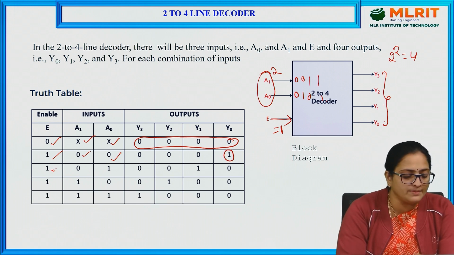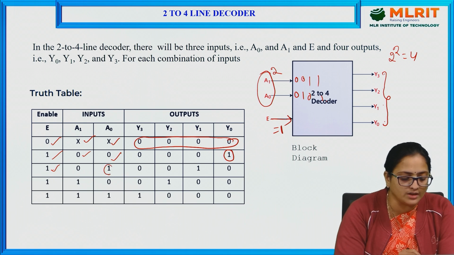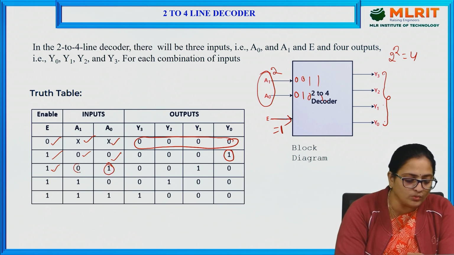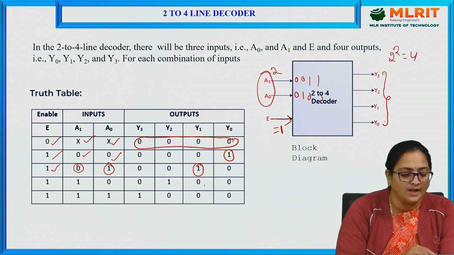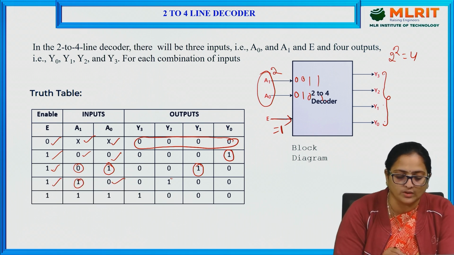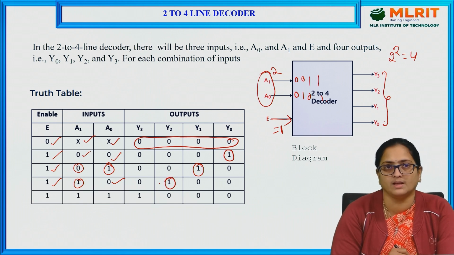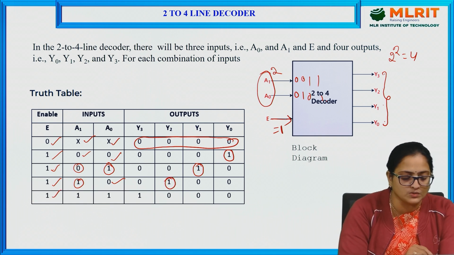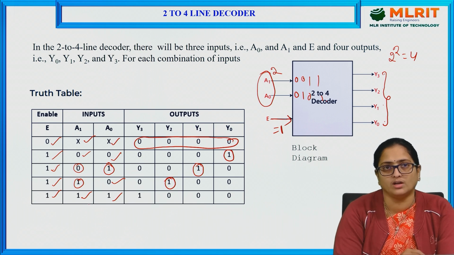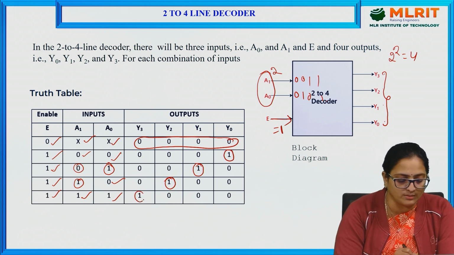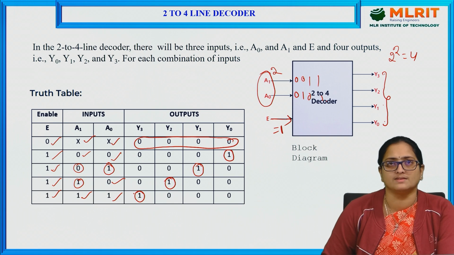And if enable pin is 1, then A0 is 1, A1 is 0, then Y1 will get enabled. And if enable pin is 1, A1 is 1, A0 is 0, then Y2 pin will get enabled. Similarly, if enable pin is 1, and A0 and A1 are 1, then Y3 will be enabled, remaining will be disabled.